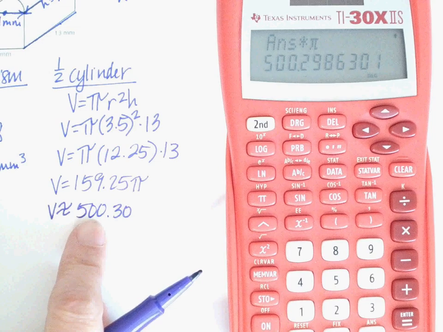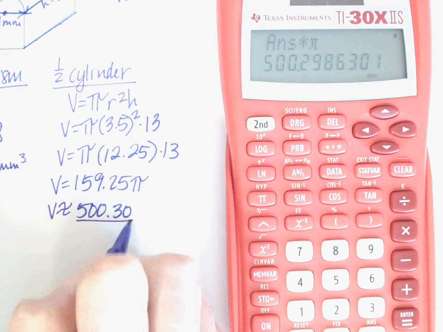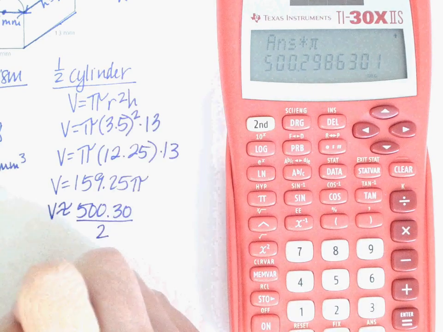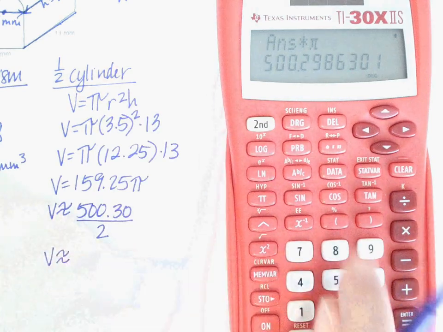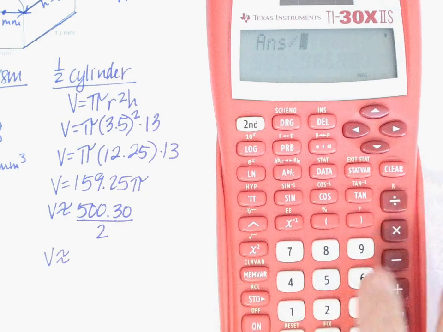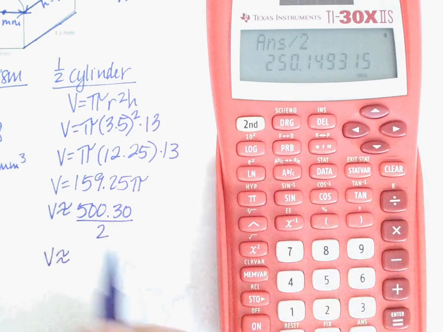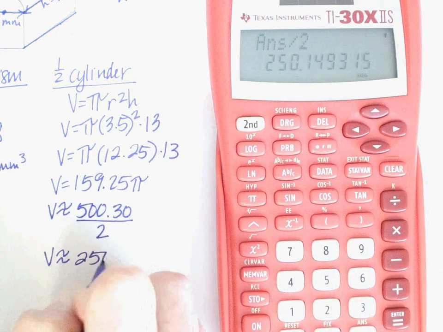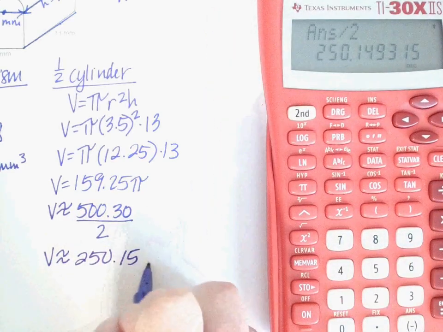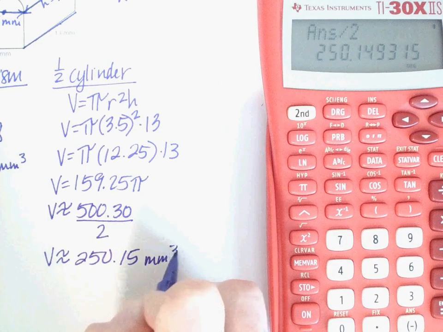Again, because this shape is half a cylinder, I'm going to take this and divide by 2. Or remember, I can always multiply by 1/2. But when I divide by 2, in my calculator, I'm going to leave what I have, hit divided by 2, and there we go. So 250.15 millimeters cubed.